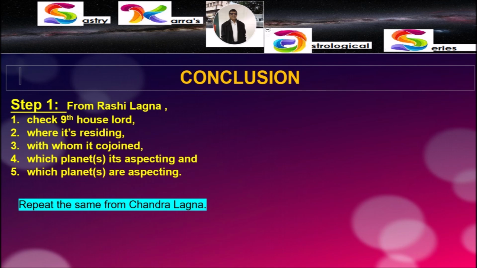And then wherever this ninth house lord is residing, which planets is it aspecting, and which planets are aspecting this ninth house lord? Once you get all the information, you can analyze it and say how strong the possibility is for this native to have an unconventional marriage. Generally, when it comes to female charts, I repeat the same process using Chandra Lagna too.